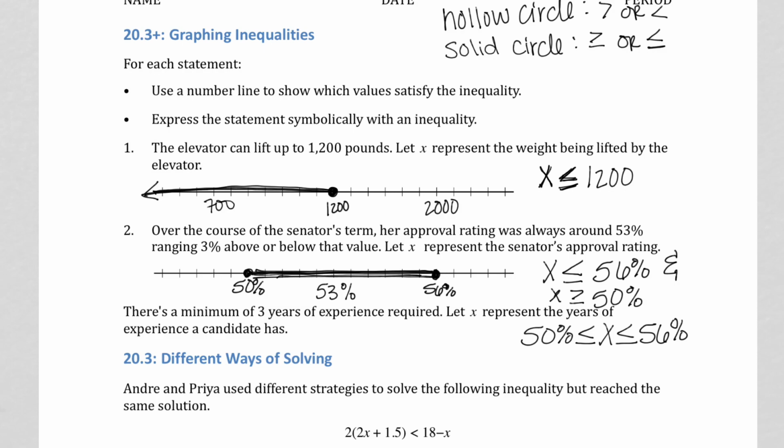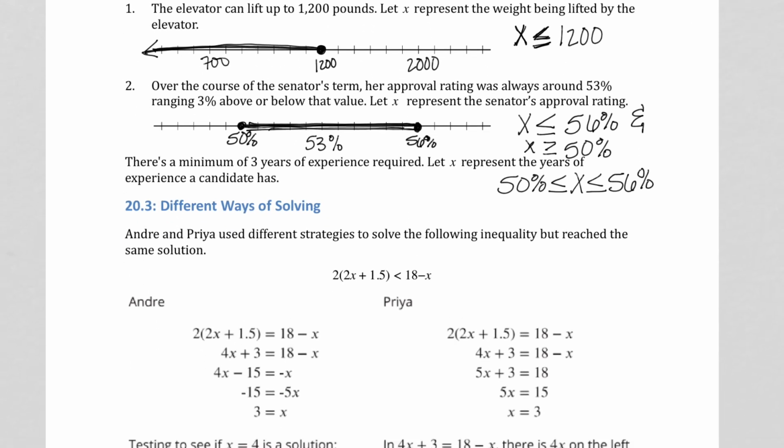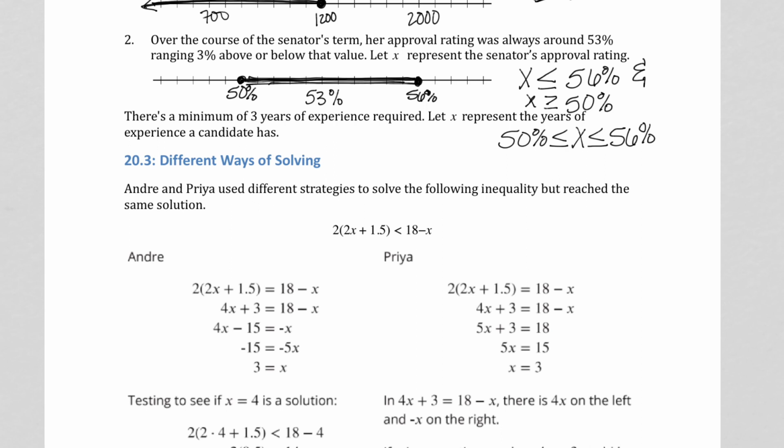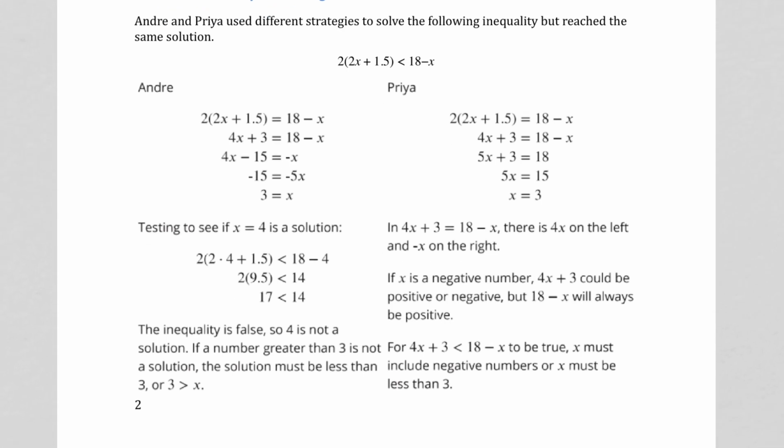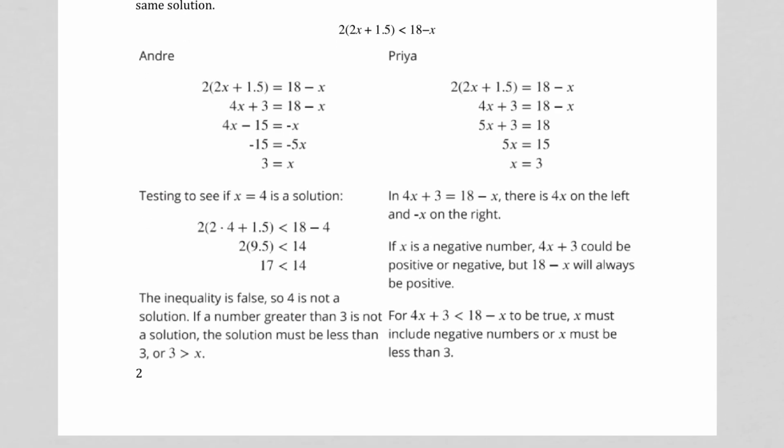All right. 20.3. We have Andre and Priya. They're using different strategies to solve the following inequality but reach the same solution. So, we have this inequality right here: 2 times the quantity of 2x plus 1.5 is less than 18 minus x.